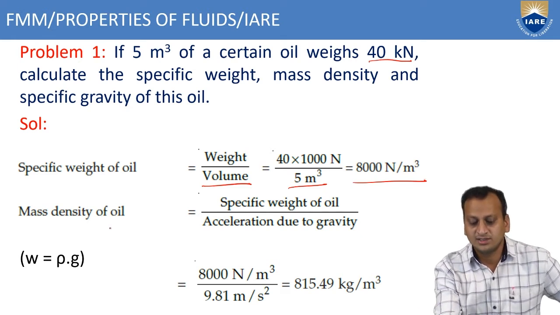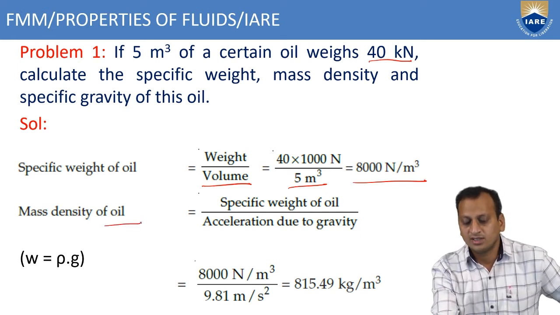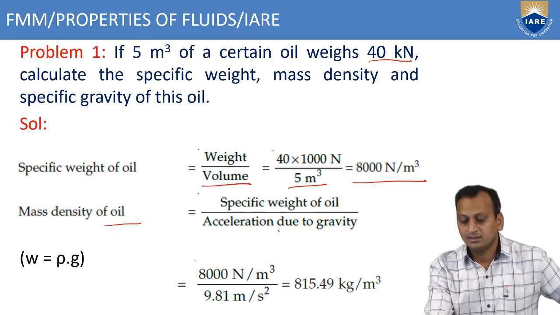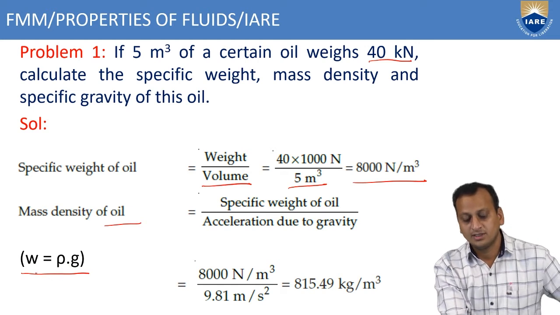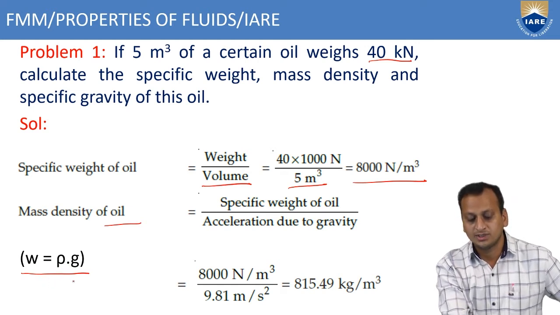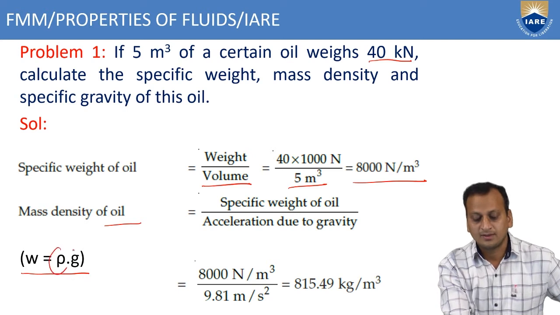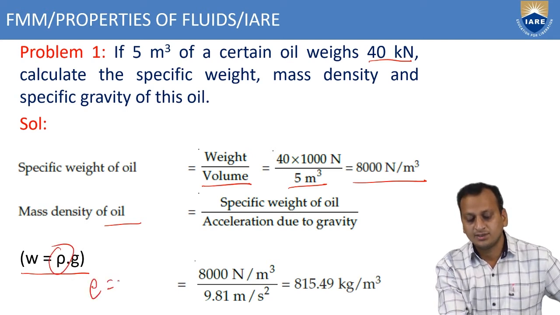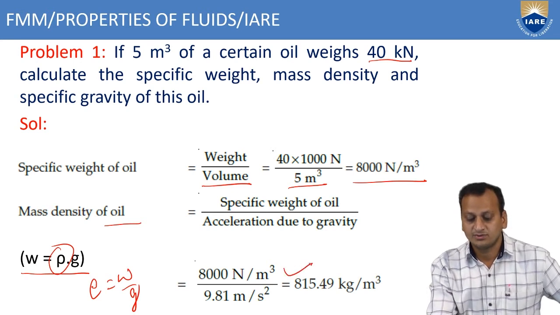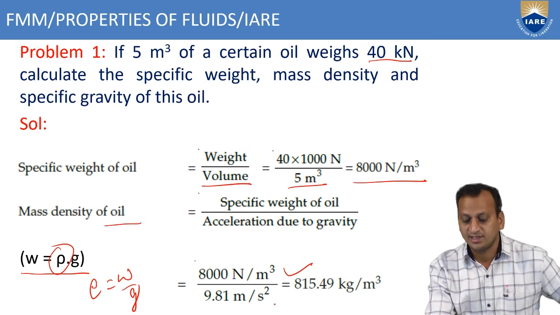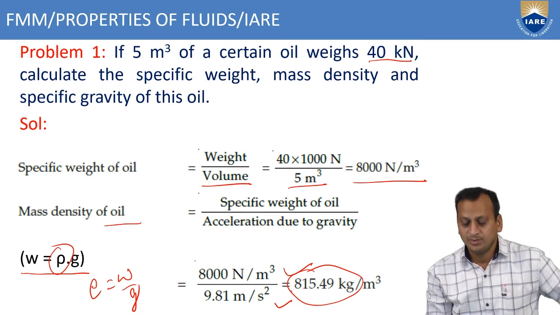And similarly, the mass density of oil. To find out the mass density of oil, we relate specific weight to the acceleration due to gravity, where the specific weight w equals rho g. Whenever w equals rho g, from this you can find out rho, that is the mass density. So rho equals w by g. Here we have the specific weight as 8000 and acceleration due to gravity is 9.81. Then we have 815.49 kg per meter cube.